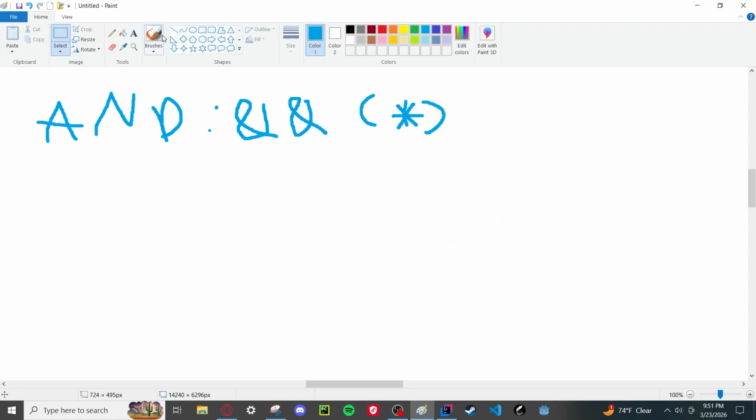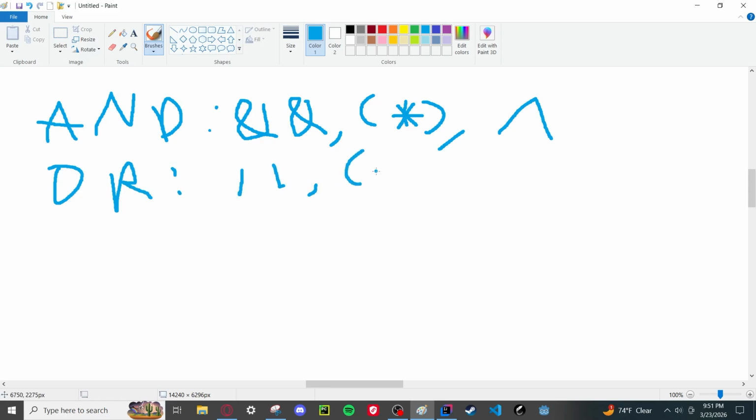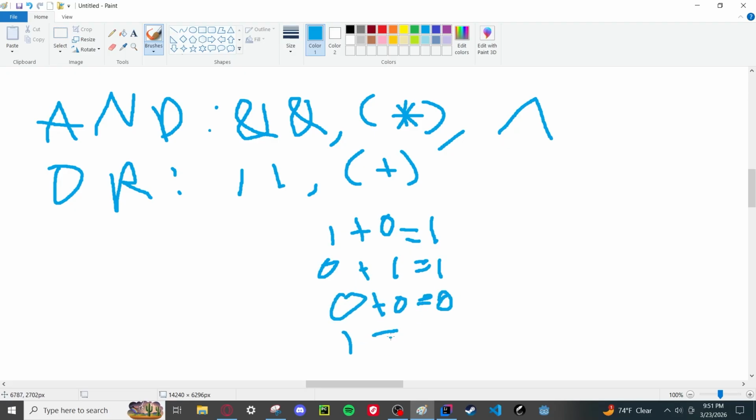People also use this weird A-looking symbol. For OR, people use this symbol, but people also use addition. Why? Well, what's 1 plus 0? 1. What's 0 plus 1? 1. What's 0 plus 0? 0. And what's 1 plus 1? That's 2, but in binary you can't have numbers bigger than 1, so it would evaluate to 1. Even if you had 1 plus 1 plus 1 and so on, in binary, that's just 1.